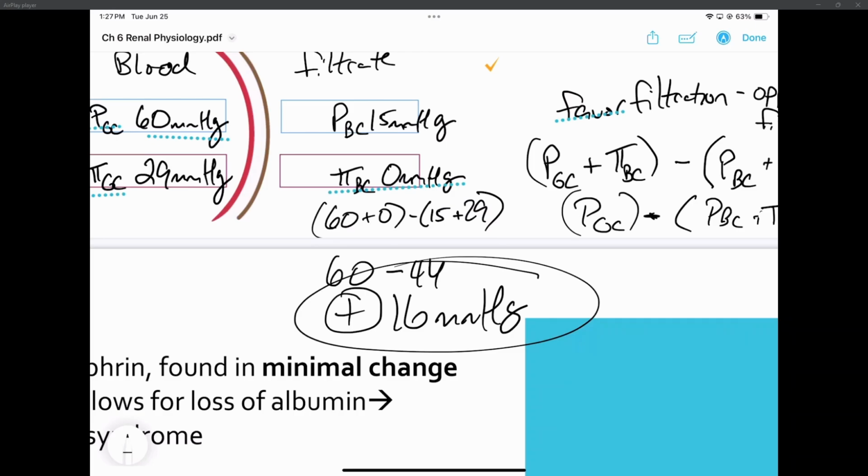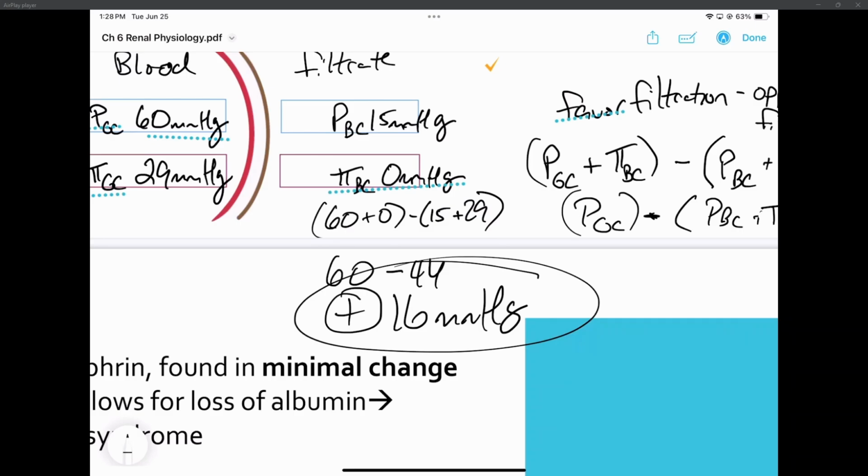No, it goes down, because the hydrostatic pressure in the Bowman space opposes filtration. We already have high hydrostatic pressure there, it doesn't want to go there. They're close in number to each other, and the closer they are to each other, they're not going to move in any direction. So when you're studying this, know what's going on in the Bowman space and what's going on in the glomerular capillary. We know we don't want any proteins in the Bowman space.